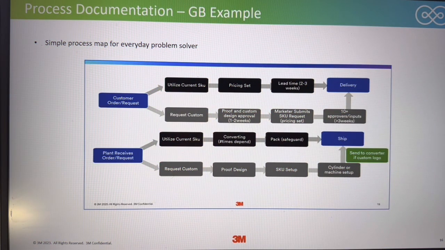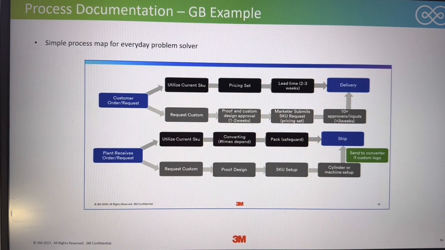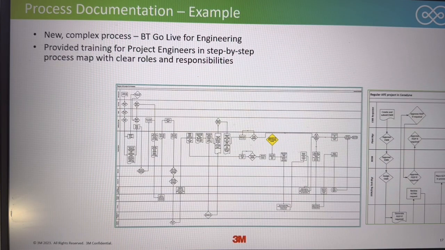Here we're looking at a simple process map for someone who might be an everyday problem solver. Maybe their full-time role is not a green belt or black belt type level, but they want to pursue making continuous improvements throughout the organization. Then we've got the converse, which is the complex process mapping. And this is a similar diagram utilized for engineering, but looking at providing training in a step-by-step process map with very clear roles and responsibilities.